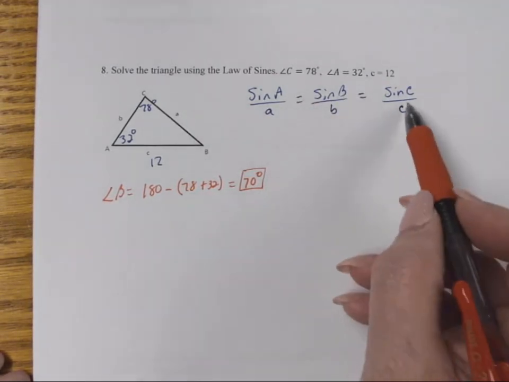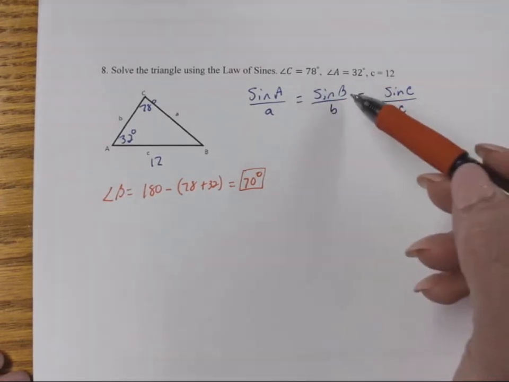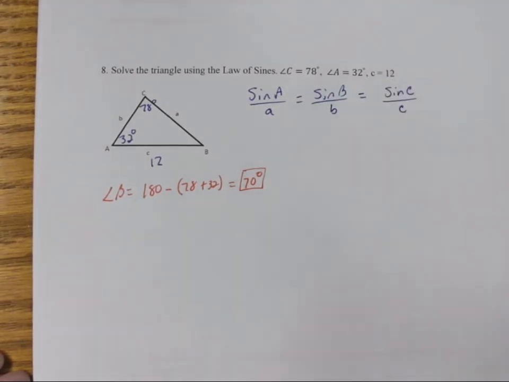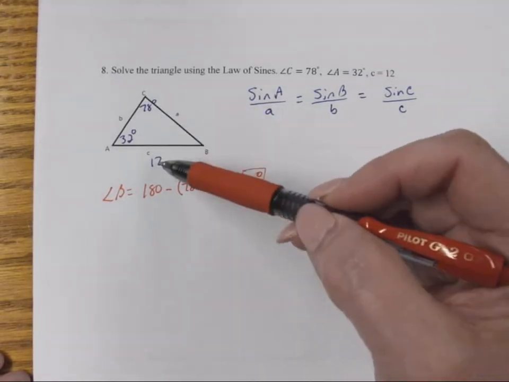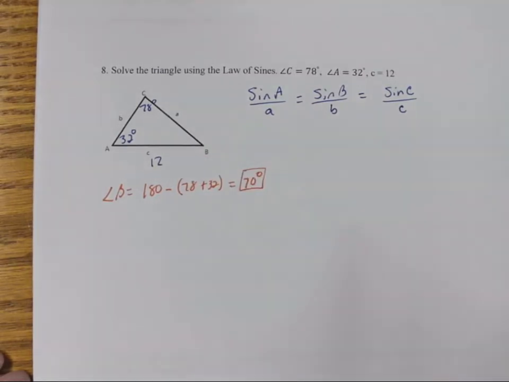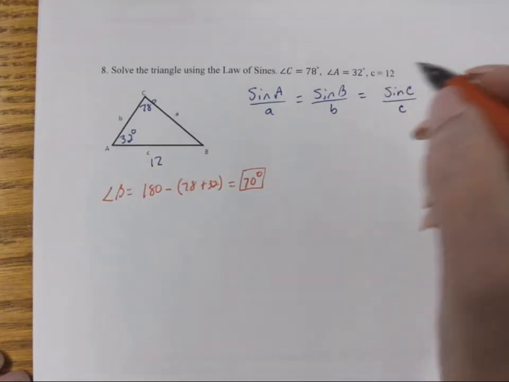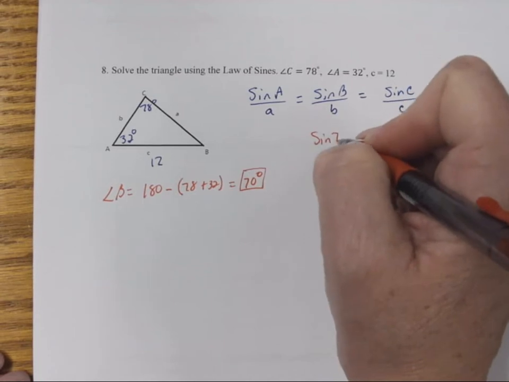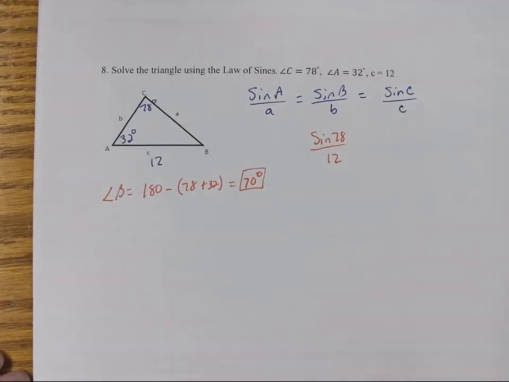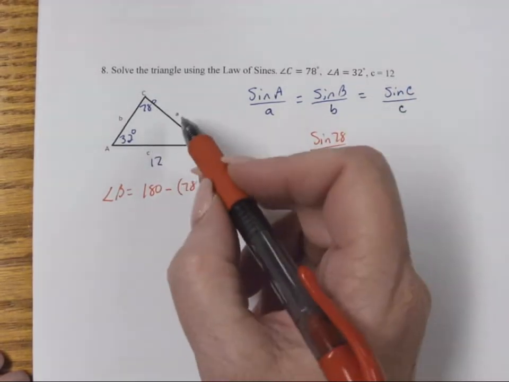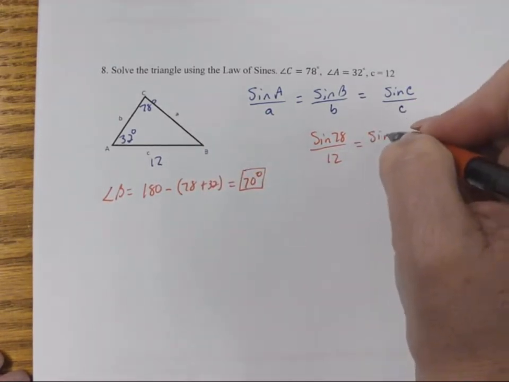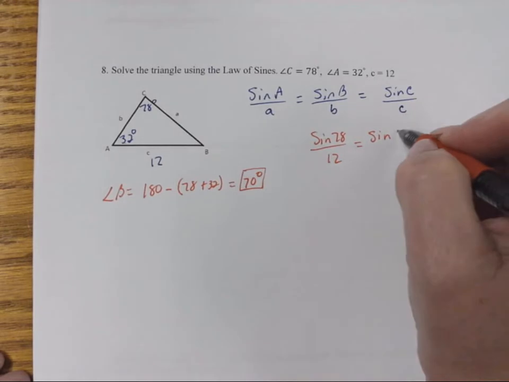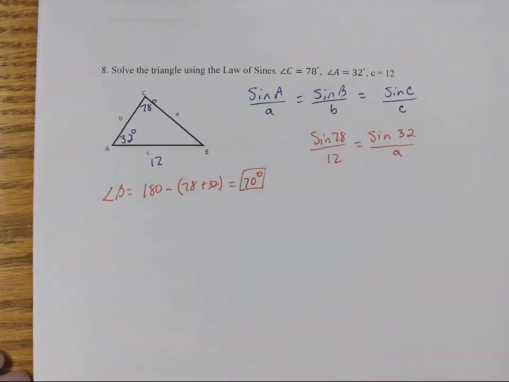We're going to go back and see what we can find. When we're looking at these, we have to use whichever sine ratio that we have where we have both parts. And the only one we have both parts on is C. So I have to use sine C and little c to begin with. So sine C is going to be the sine of 78 over 12. And I'm going to go find little a first. So that means I'm going to do the sine of angle A, which is 32 over little a.